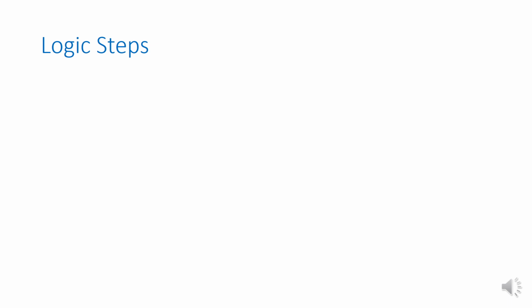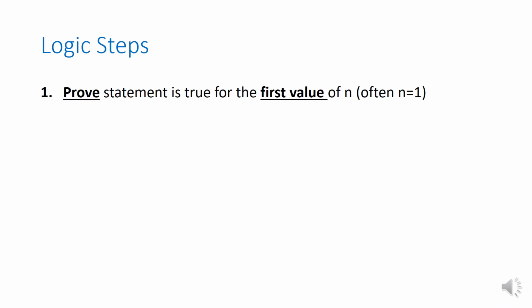So proof by induction follows a series of logic steps. If you follow these, you'll always do okay. So the first step is to prove that the mathematical statement is true for the first value of n. Often we start with n equals 1, the first natural number.